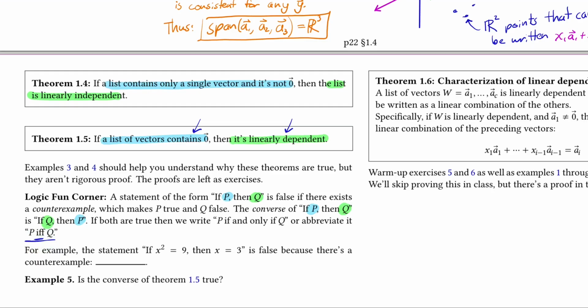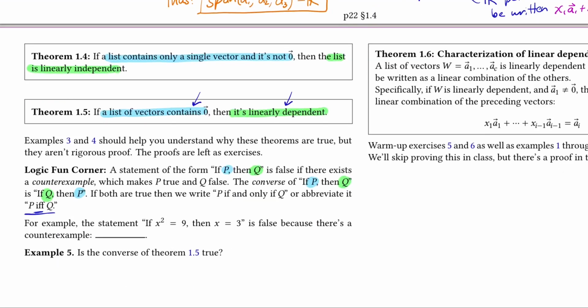So now, if the converse of these theorems 1.4 and 1.5 were true, we probably would have just written the whole if and only if statement as a theorem. So that's another way you can understand a theorem, is by trying to find a counterexample to the converse, just to understand the mathematical space around the theorem to get a better picture of what is true and what is not true here. So here's an example.